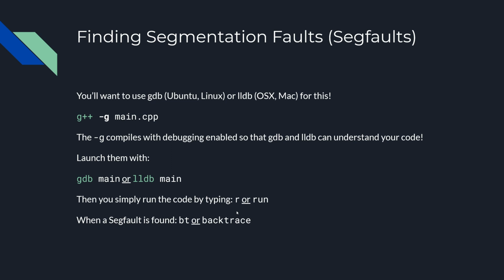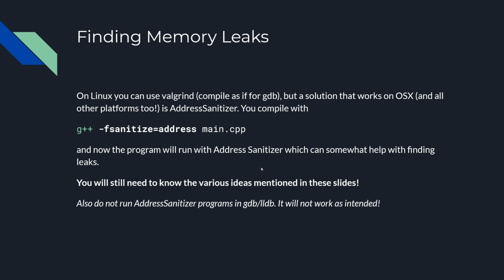If it's not being very detailed, even in the backtrace, like on line numbers and things like that, that means you may have forgotten to do the -g. So you might want to go and quit out of GDB by typing Q, or LLDB by typing Q, and recompile again with the -g enabled and get to that point again.